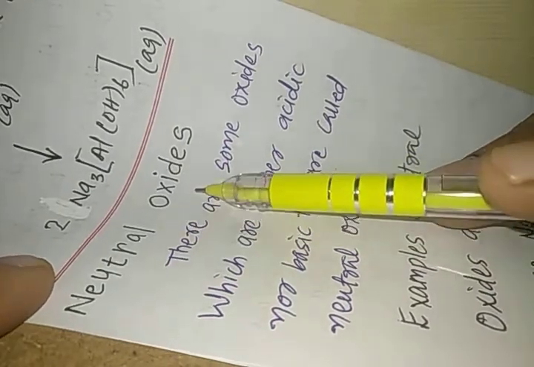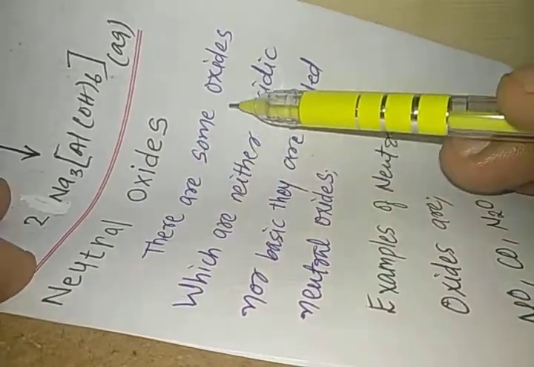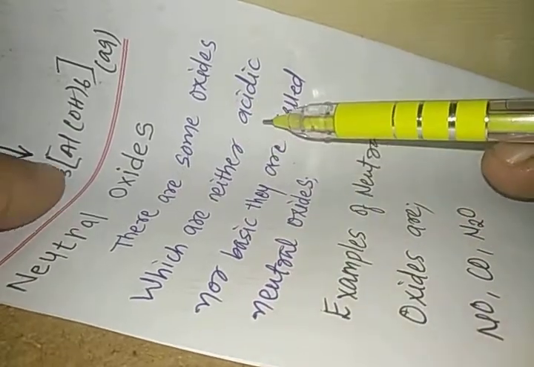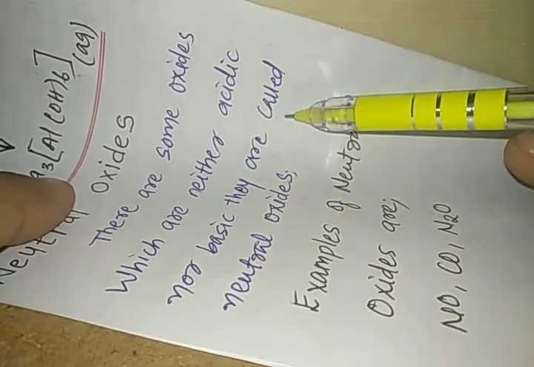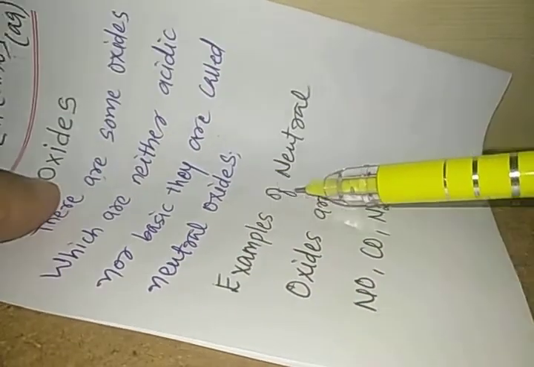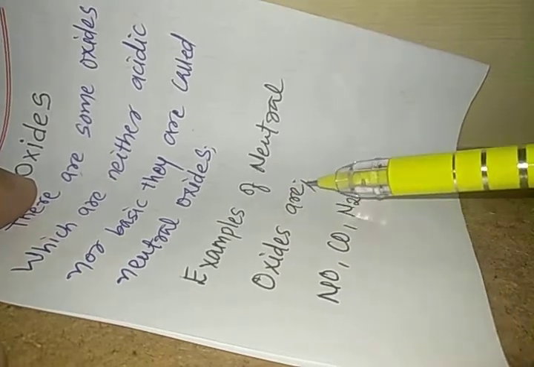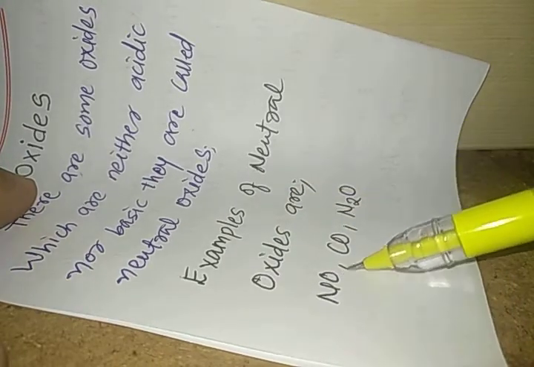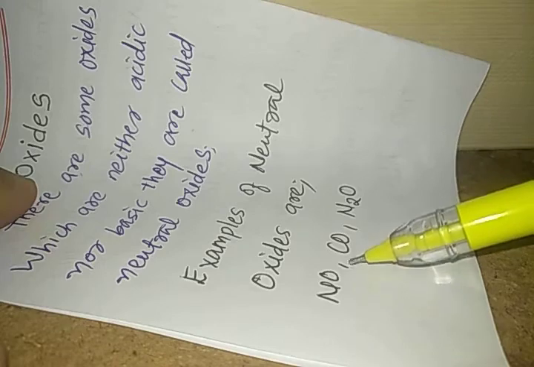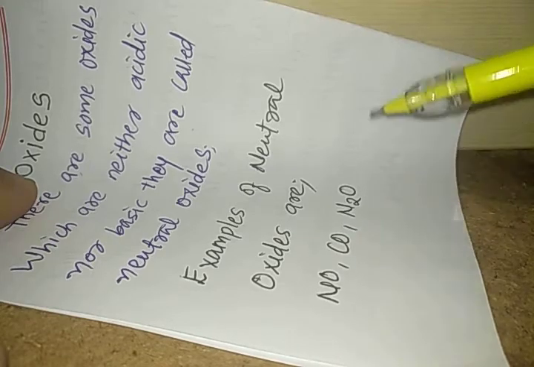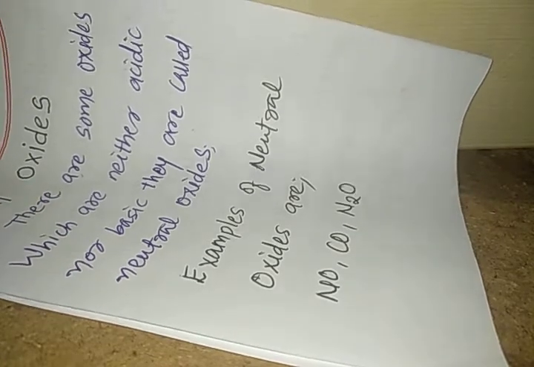We even have neutral oxides. There are some oxides which are neither acidic nor basic. They are called neutral oxides. The examples of neutral oxides are NO, CO and N2O, that is nitric oxide, carbon monoxide, and dinitrogen oxide or nitrous oxide.